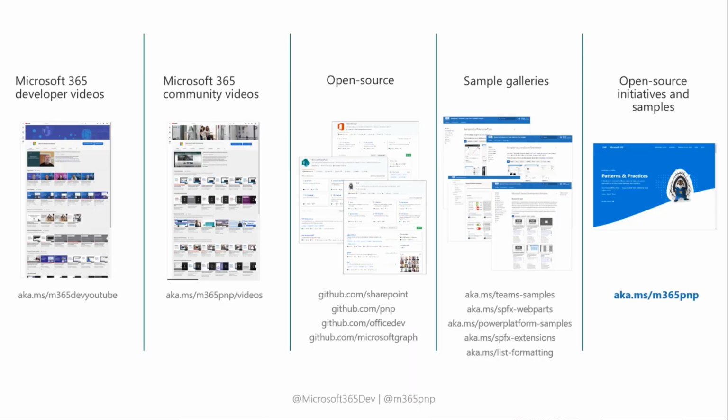So we have so many resources for you. We have videos, we have community videos, we have open source content that you can share. We have sample galleries that can get you started. Those are really wonderful. If you want to build something and you're not exactly sure how to go about it, finding a sample that is either what you need or something close to what you need can really help you get going. And then we have all the various links, but there is one you should just remember, the aka.ms/m365pnp. That's going to get you to our landing page that helps you navigate to all these other fabulous resources. So feel free to use that.